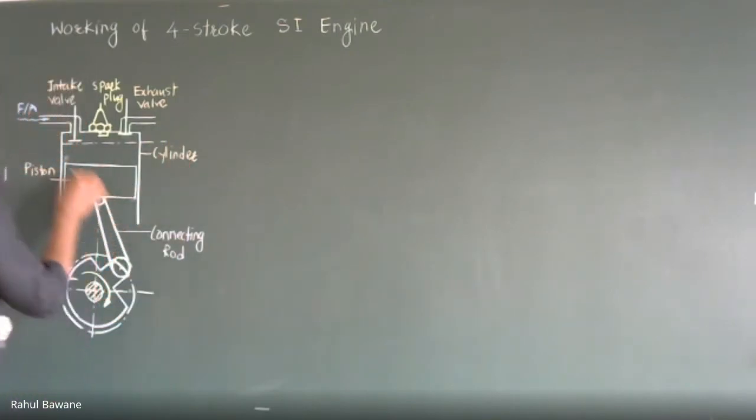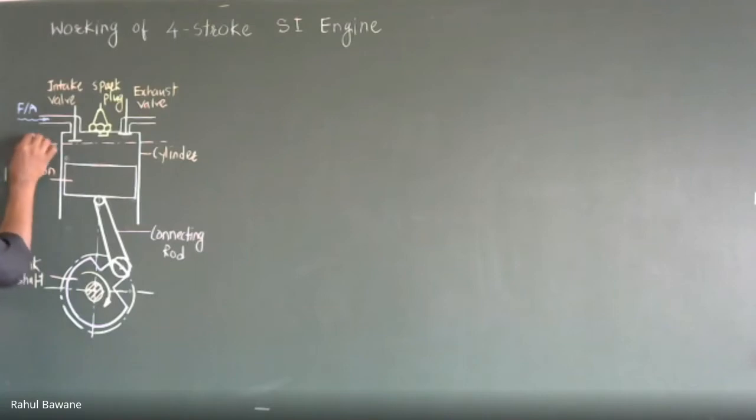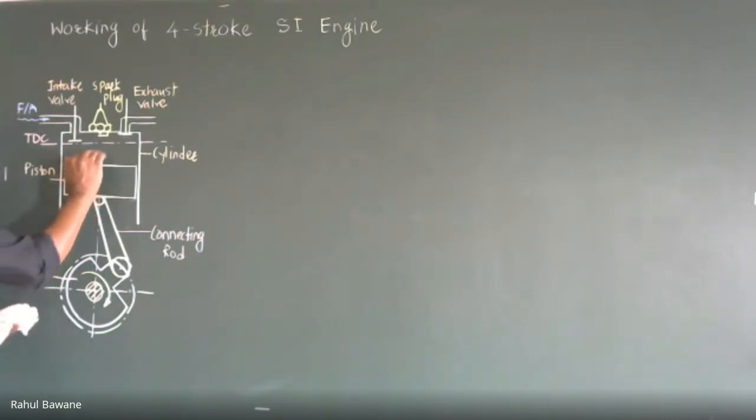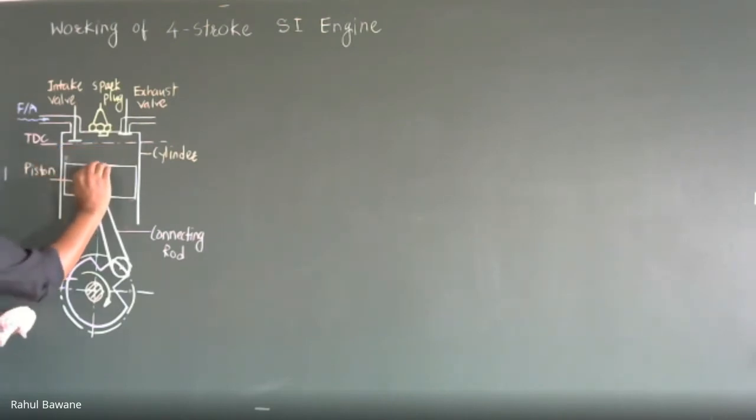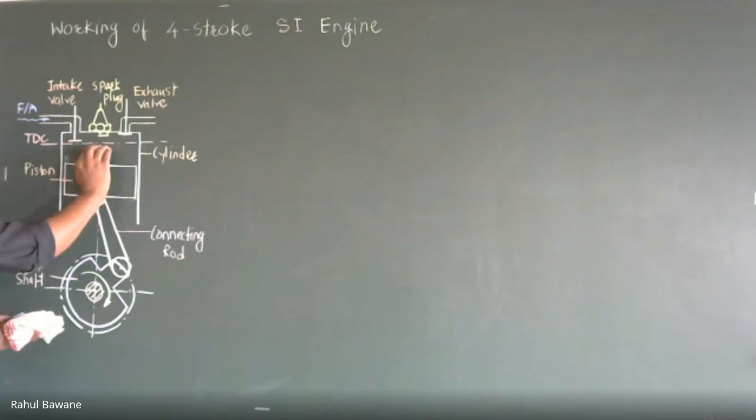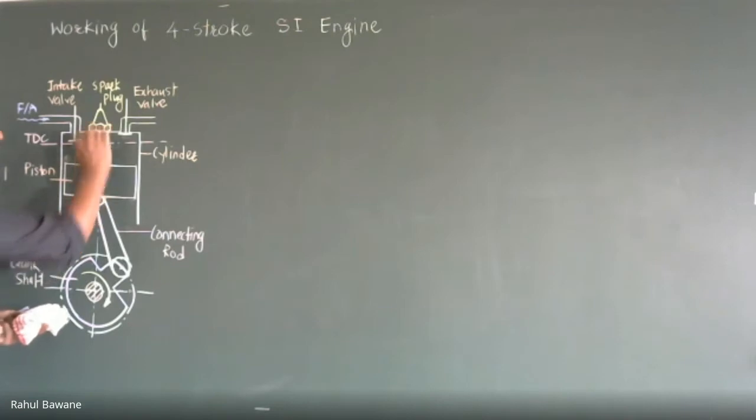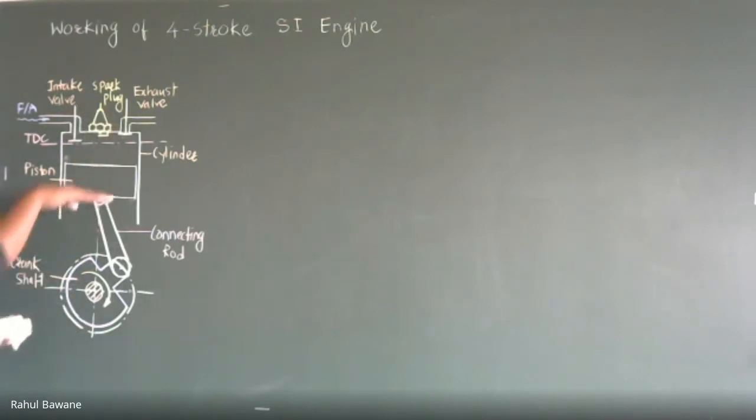This is called top dead center. In short, it is said TDC. Why TDC? Because the piston movement gets dead. That means the piston cannot move ahead. So this is the extreme top position. The piston can move upward, upward, upward, and it will dead here. Its motion will dead. Later on, it can move down only, but it can't move ahead of this level. This is the extreme top position of the piston, so it is called top dead center.